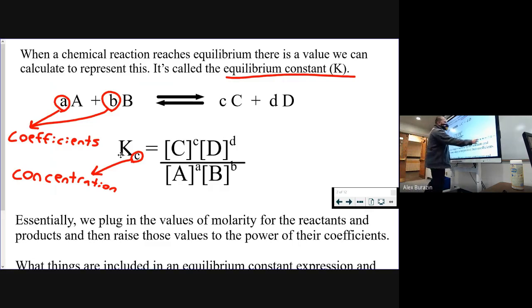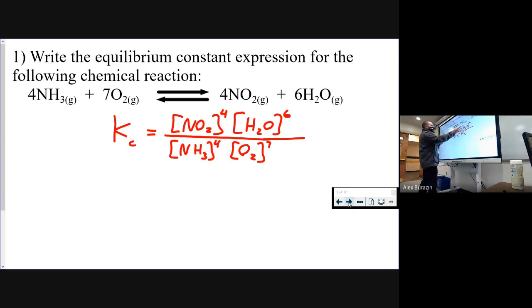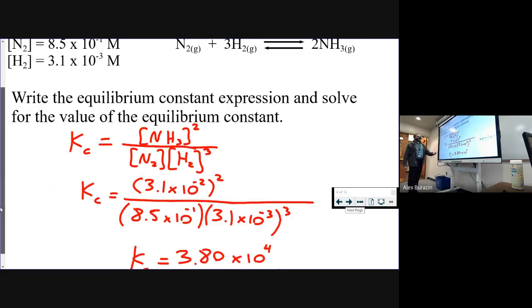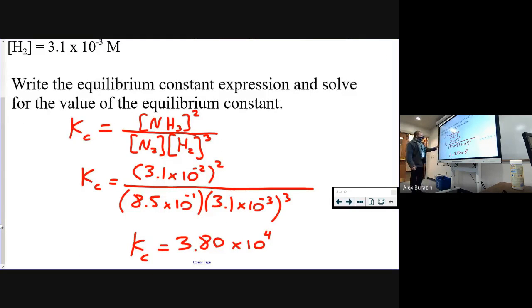So let's keep going. We set this up, again, products over reactants. We did one example at the end of the hour, and we used real molarities, and we plugged them in, and then we solved for the actual value of K. What is the label of the equilibrium constant? There isn't a label. It's a labelless unit.